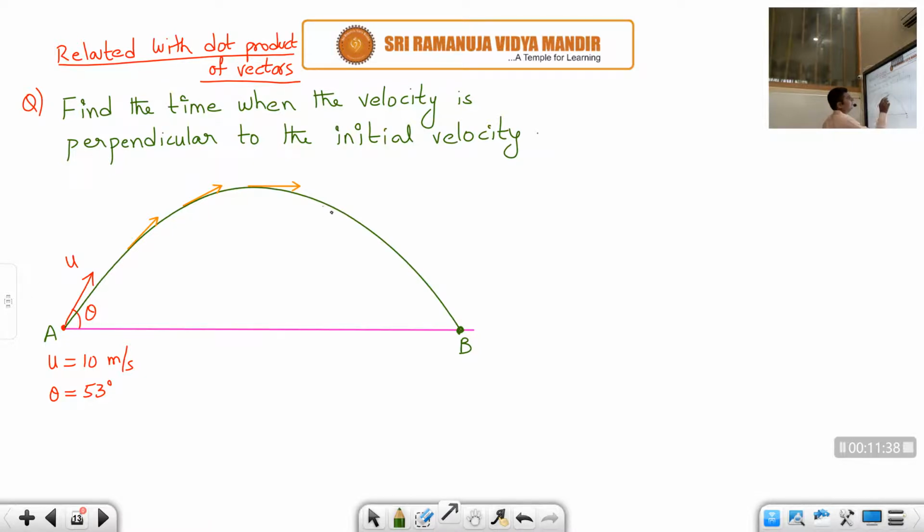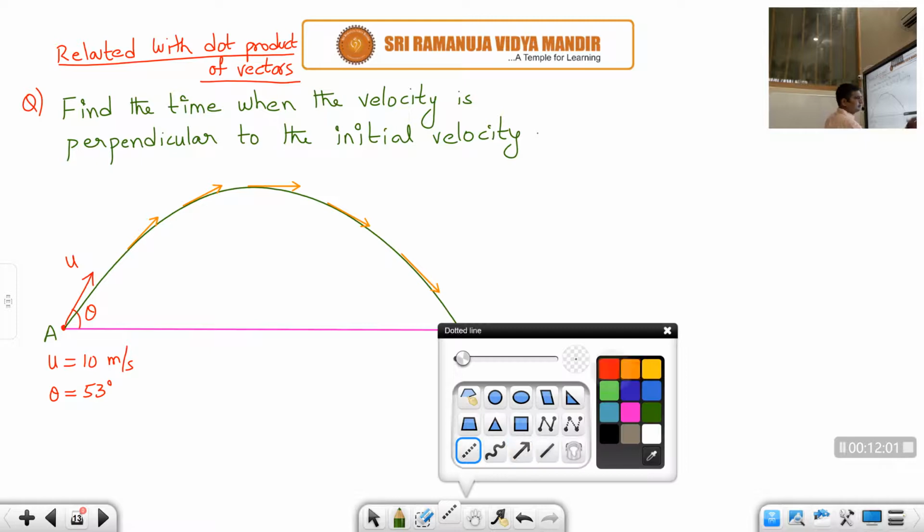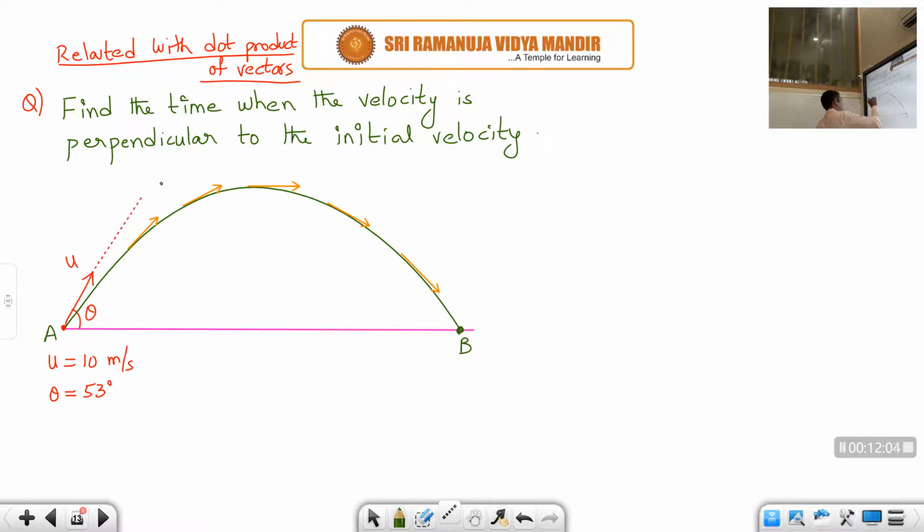Then after some time, again it is changing, correct or not? Again it is like this. Then after some time again it is changing like this. So at every point the velocity is changing, correct or not? Okay. But there will be one point where this initial velocity vector is like this.